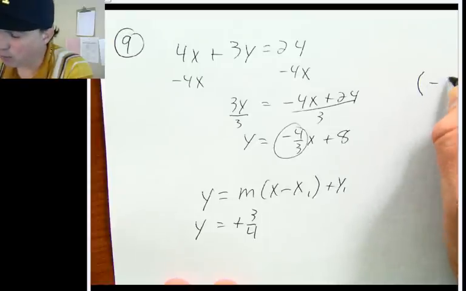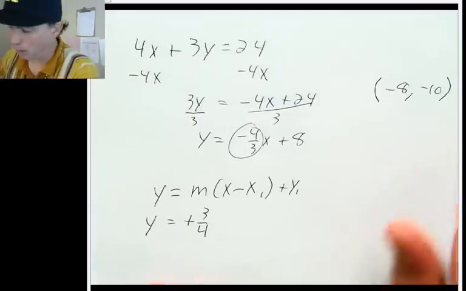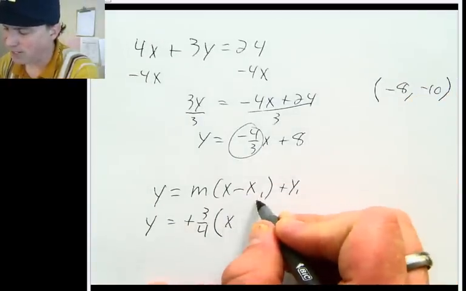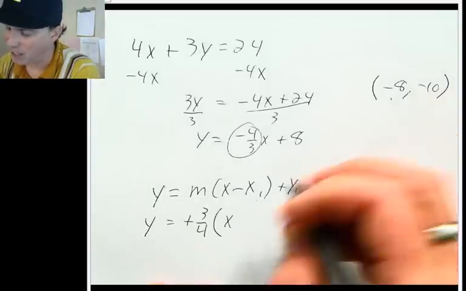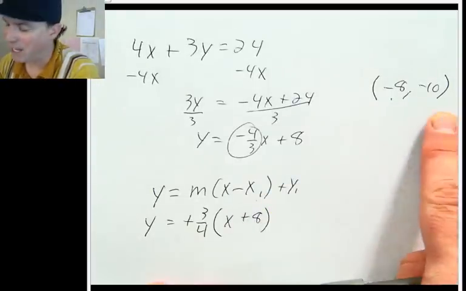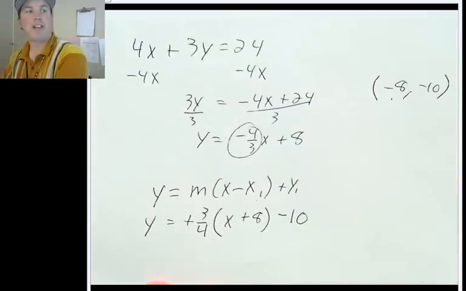And then it needs to pass through the point negative 8, negative 10, it says in the instructions. So I plug this point into my equation here. So I have minus x1, but the x1 is negative, so I put plus 8. And I have a plus y1, but this is negative, so minus 10. And that's our point slope for a perpendicular line.